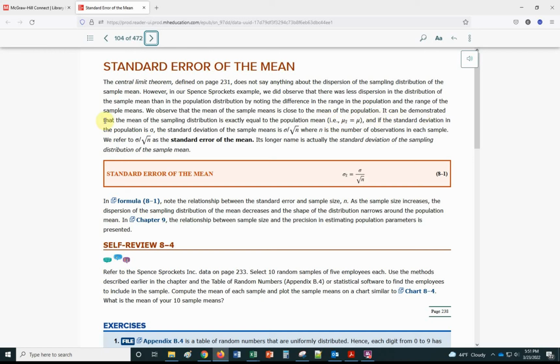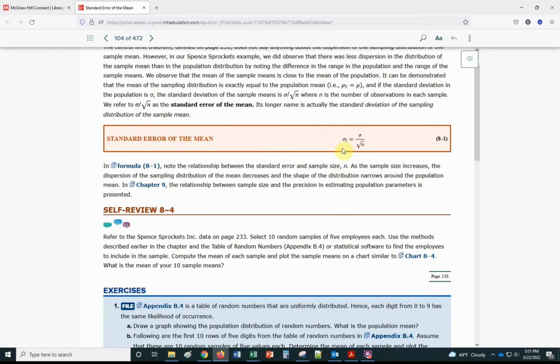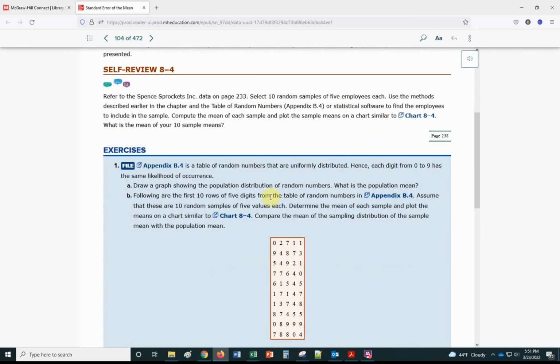If the standard deviation in the population, this one right here, the standard deviation of the sample mean is that standard deviation divided by the square root of n, where n is the number of observations in each sample. That's what's down here. That's the standard error of the mean. And that's going to be the standard deviation of the sample mean. All right.